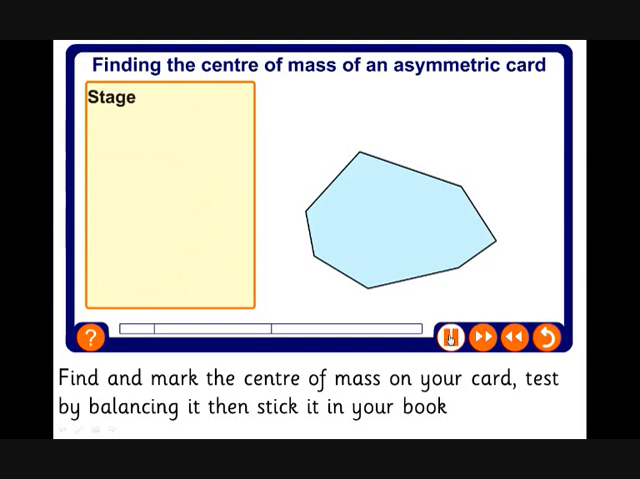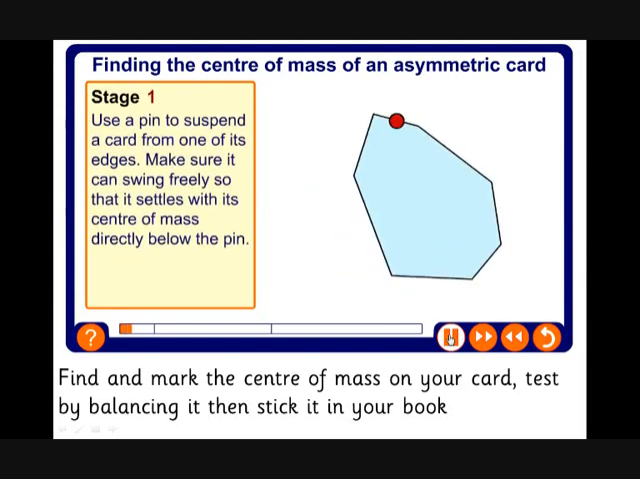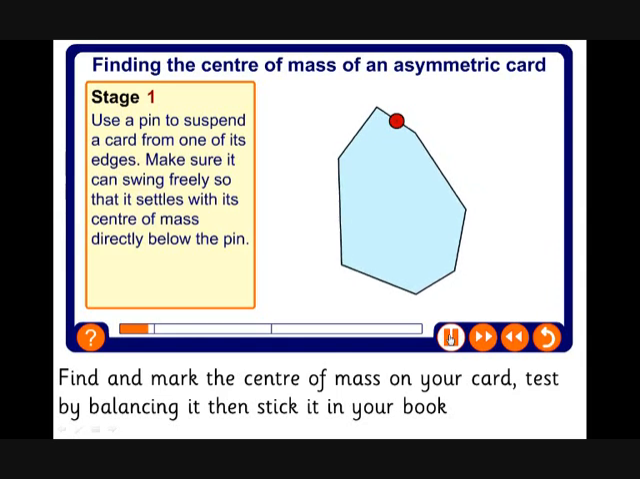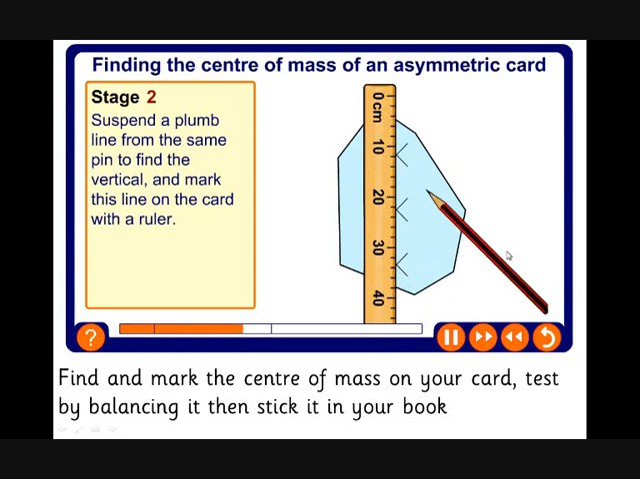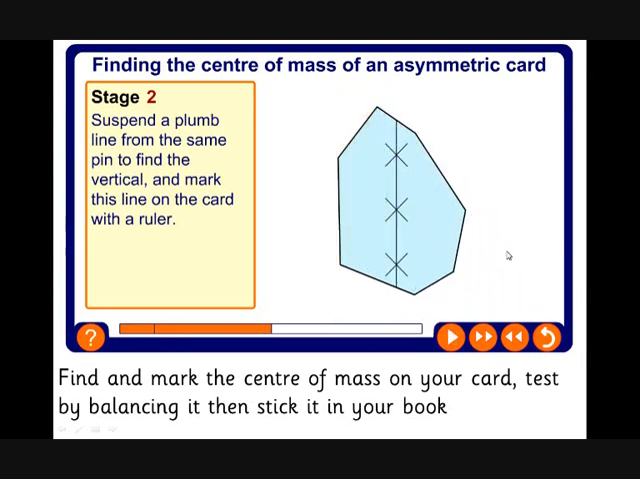So the first thing we do is we make a hole in it, we suspend it from a pin, and then crucially we let it hang freely. And when it hangs freely, what we know is the centre of mass is somewhere vertically below that point. If the centre of mass was over here, it would swing round until it was underneath it. So we hang a little plumb line on, so there's a weight on here to make sure the string is vertical. We put some lines on there, and we know the centre of mass is somewhere along that line, but we don't know quite where it is, do we? So what do we do next?